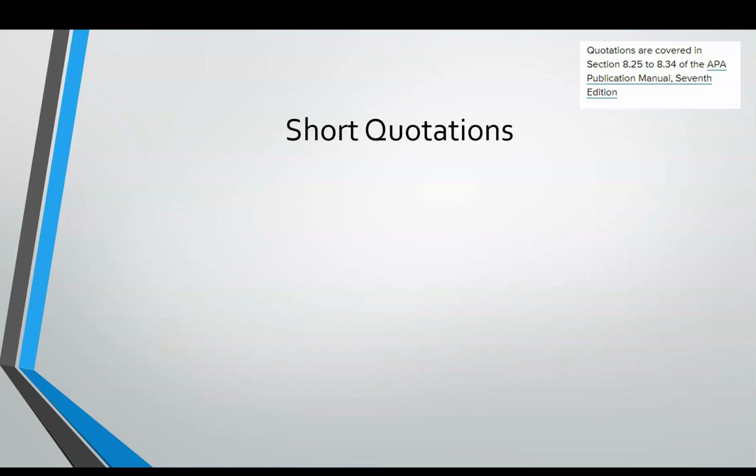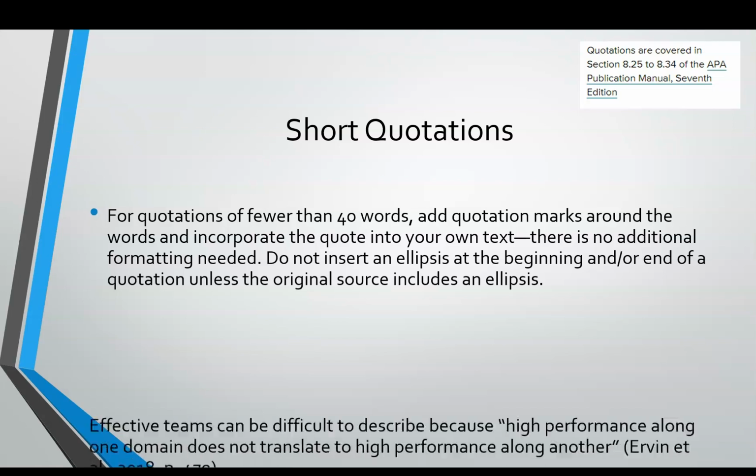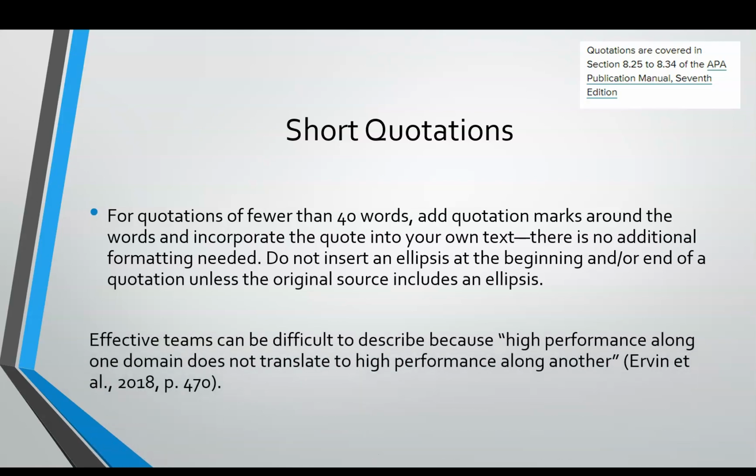Short quotations and long quotations are formatted differently. For quotations of fewer than 40 words, add quotation marks around the words and incorporate the quote into your own text. There is no additional formatting needed. Do not insert an ellipsis at the beginning or end of a quotation unless the original source includes an ellipsis. This is an example. Effective teams can be difficult to describe because, and then this is the direct quote, high performance along one domain does not translate to high performance along another.